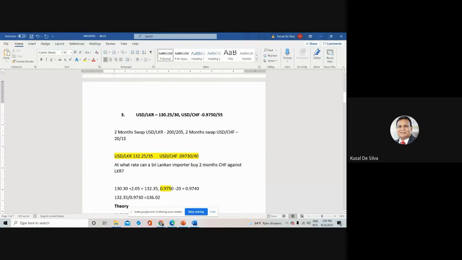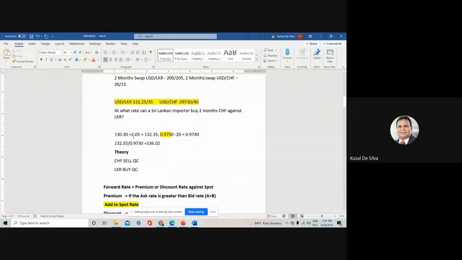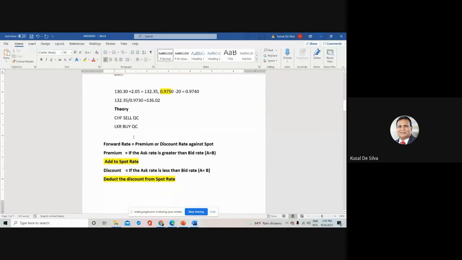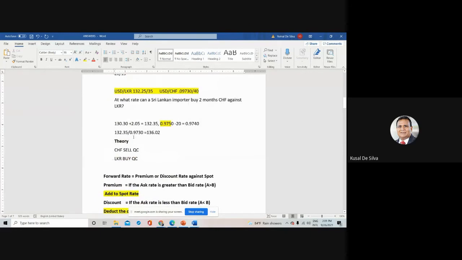Then it is a discount. Then if you want to apply this rate for USD CHF, you need to deduct. So I have given the theory and an explanation as well of what you need to do: forward rate, premium rate, then how to add or deduct. Then your answer should be arrived at using that rate.